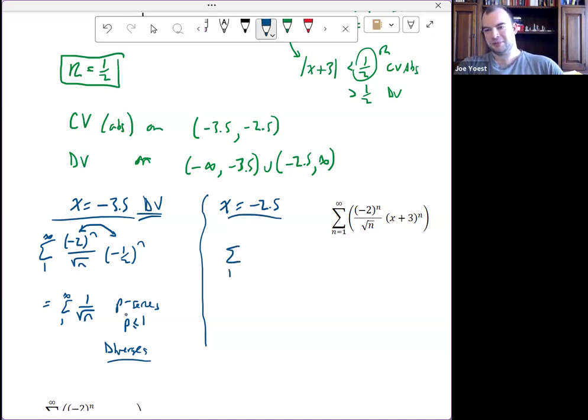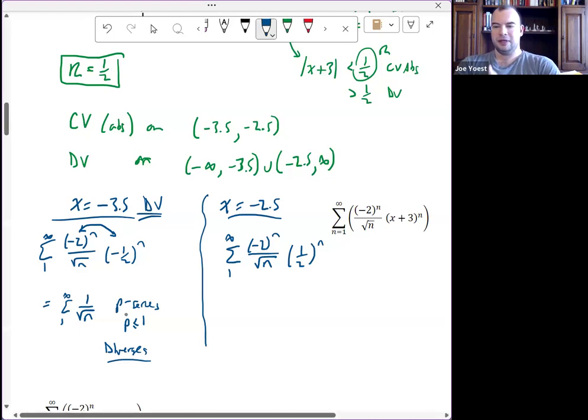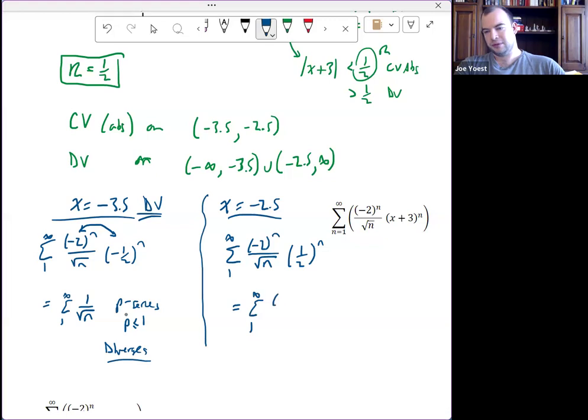Okay, so again, we have the sum of (-2)^n over root n times -2.5 plus 3, which is +1/2, to the n. (-2)^n times (1/2)^n, or (-2)^n over 2^n, well, that gives me (-1)^n over root n. And we can see clearly this is an alternating series. This converges by the alternating series test.